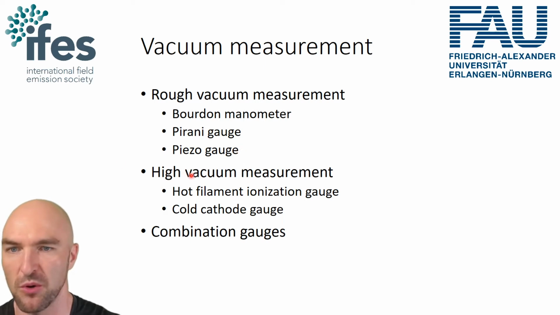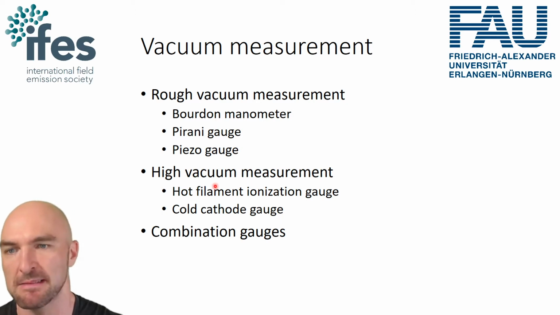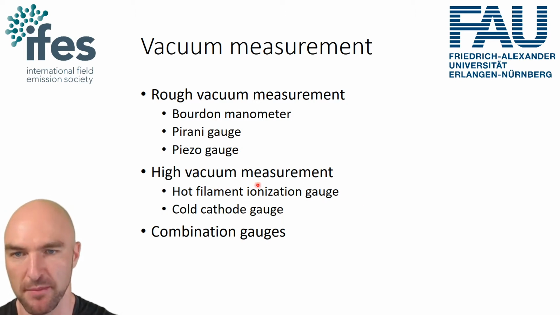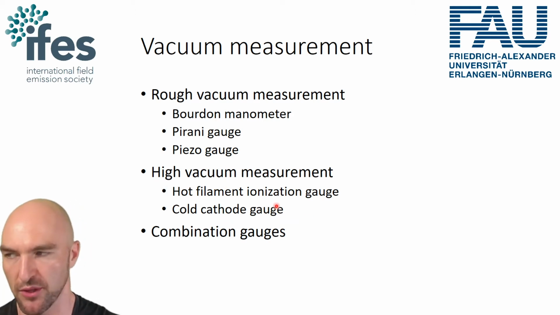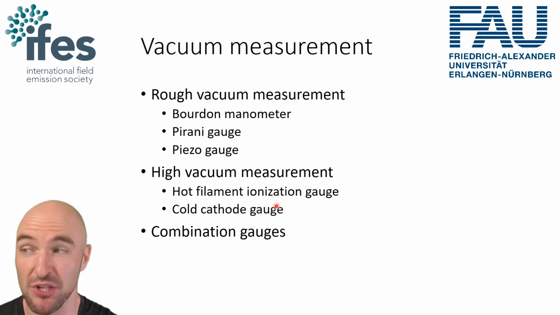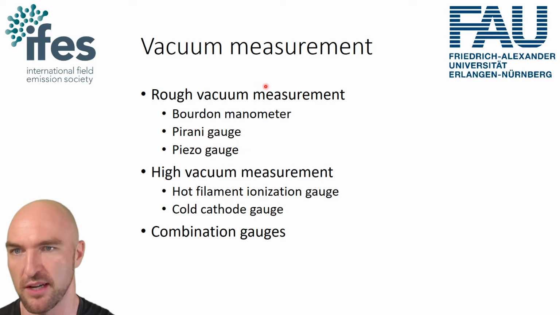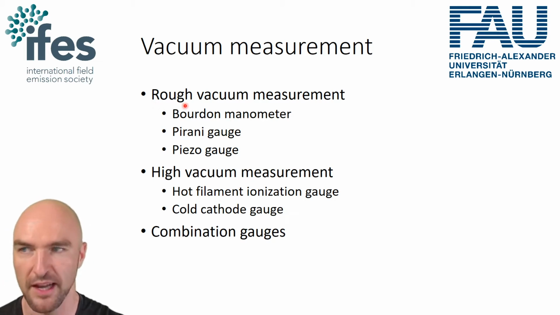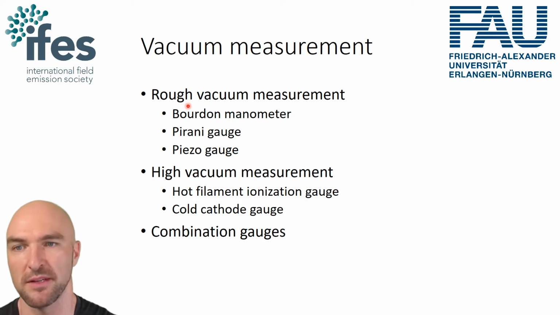And then we'll go and look into high vacuum measurement, and the high vacuum measurement is based on ionization, essentially always. So you can either have hot filament ionization, so you have a hot filament and produce the ions that way, or you have a cold cathode, which is field ionization. So essentially like a field ion microscope. And of course we have combination gauges, which are a combination usually of a Pirani gauge and a hot or a cold cathode gauge.